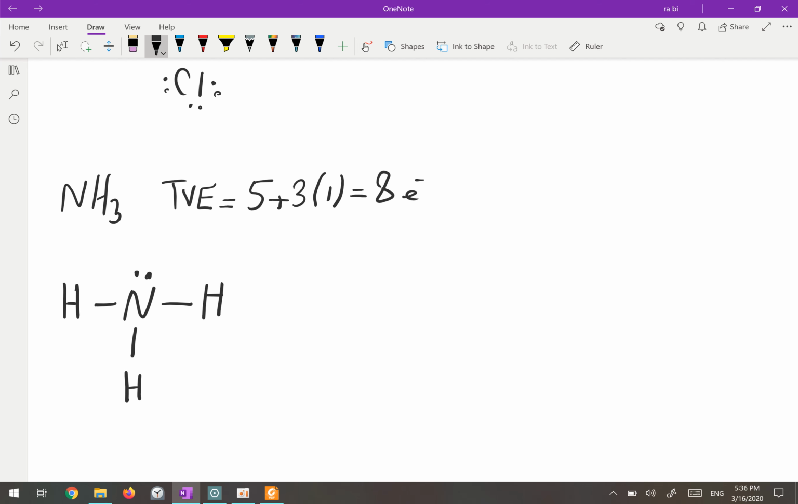Okay, now let's count the electrons, check if it's 8, same as total valence electron. Okay, 2, 4, 6, 8, same as total valence electron. So this is the correct Lewis structure for NH3.